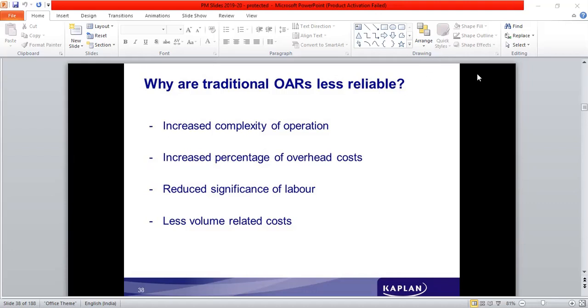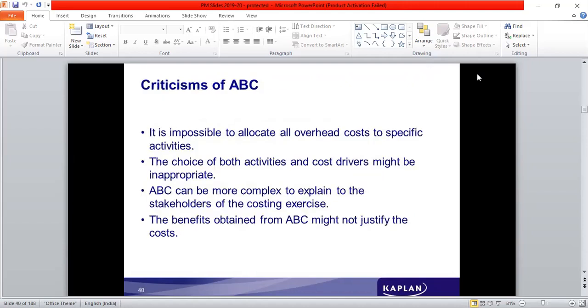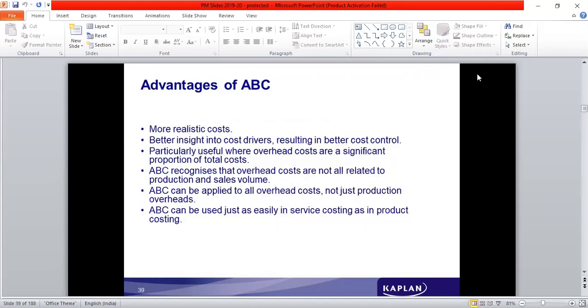Then the advantages are, for the moment, let's put it aside. We'll go to the examination kit, take up a question, and then solve it. We'll see the difference between the traditional costing and the activity-based costing. Come back to this particular PPT and discuss what the advantages and disadvantages are. I'll take you to the examination kit.